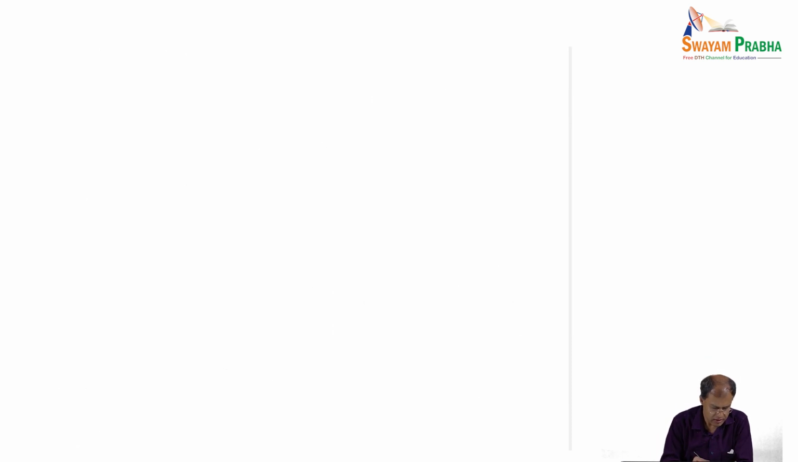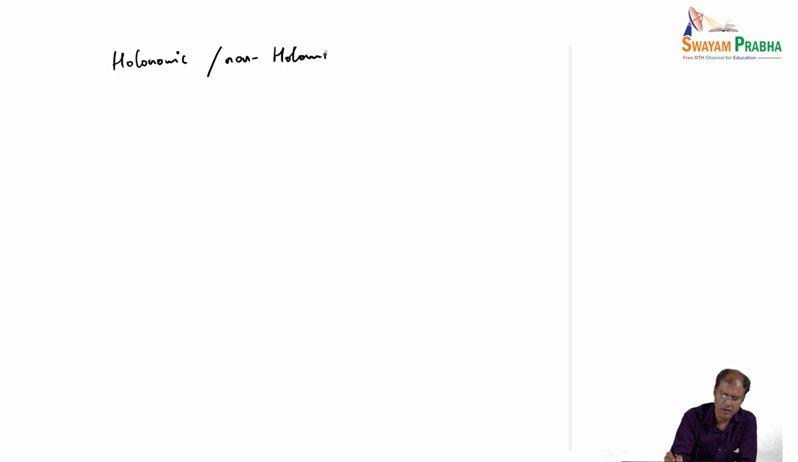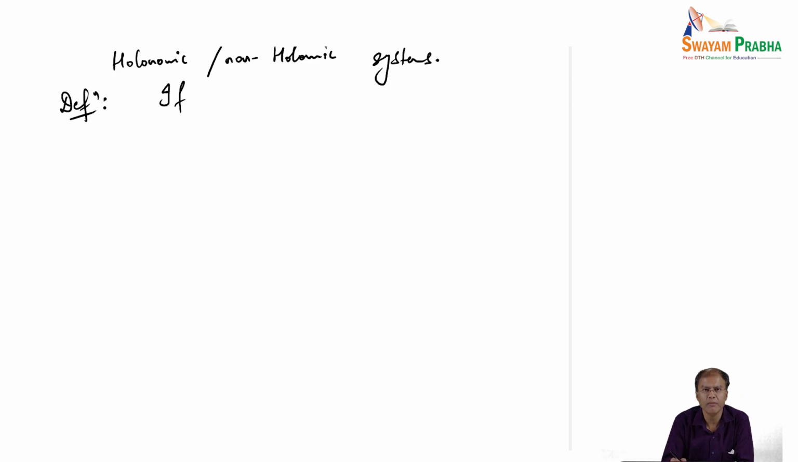Okay, so let us now look at another classification of the constrained motion, the so-called holonomic and non-holonomic systems. Let us quickly go with the definition. If a system has only geometric or integrable kinematic constraints, then it is holonomic, otherwise non-holonomic.